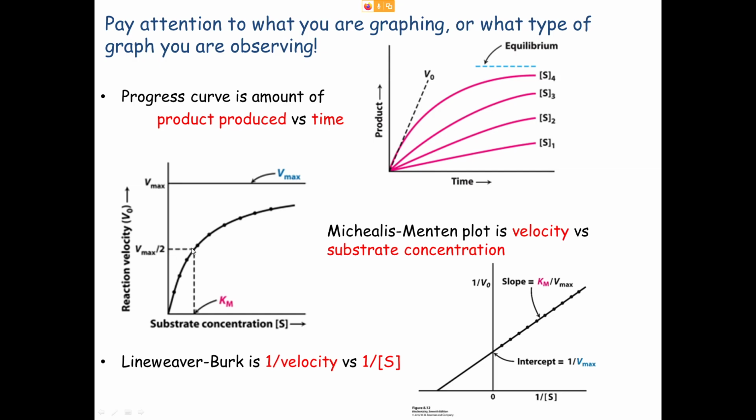That substrate concentration is defined as Km. It's not equal to 1/2 Vmax, don't tell me that, but it's the amount of substrate it takes for the velocity to equal half of maximal.